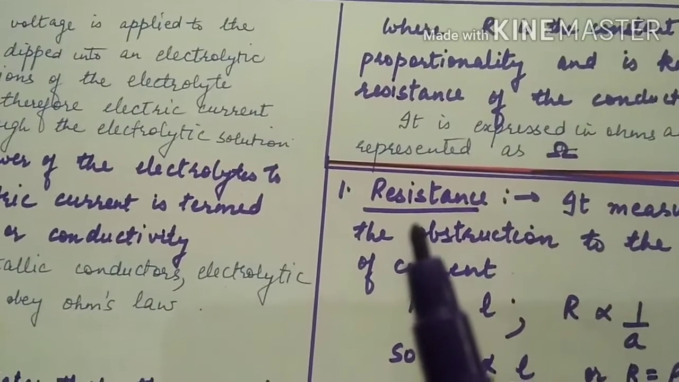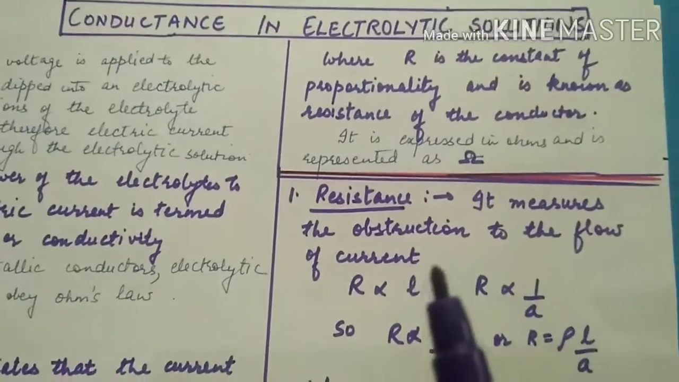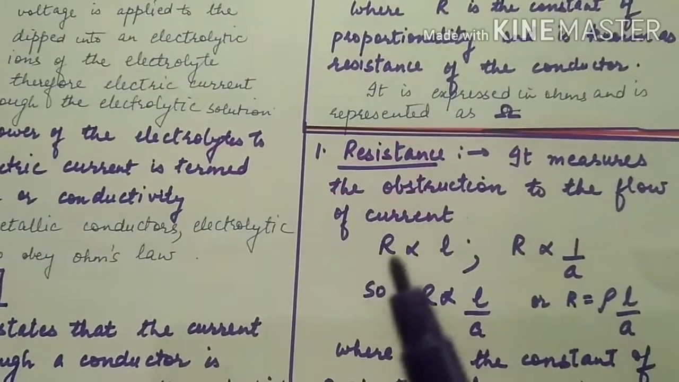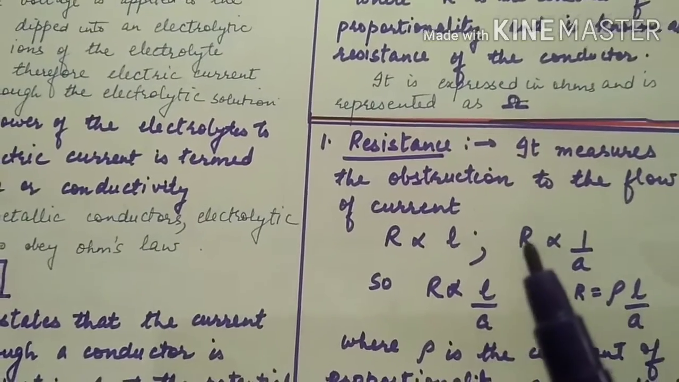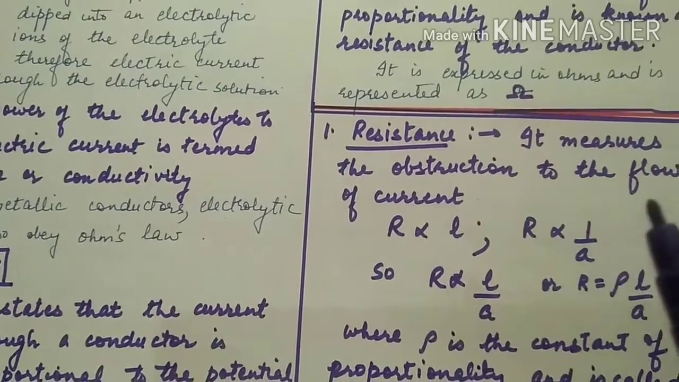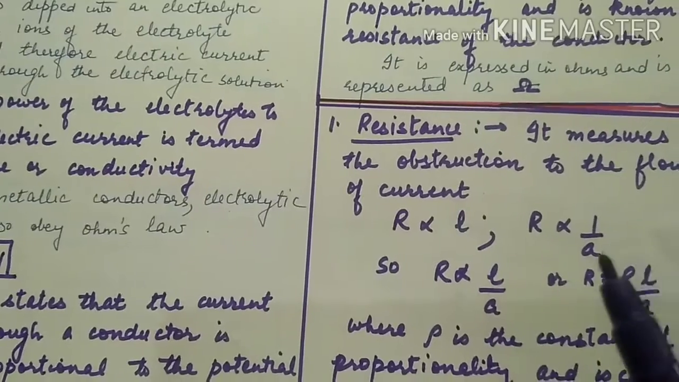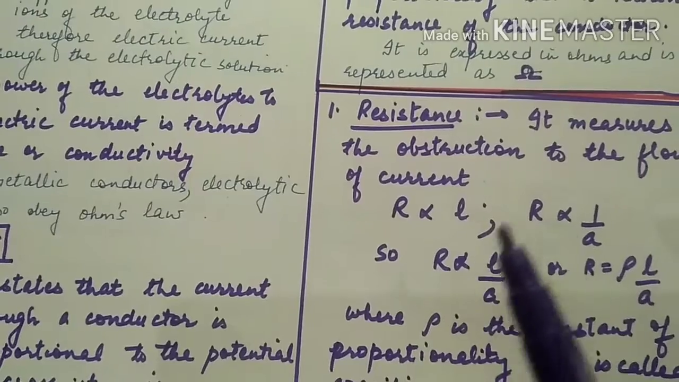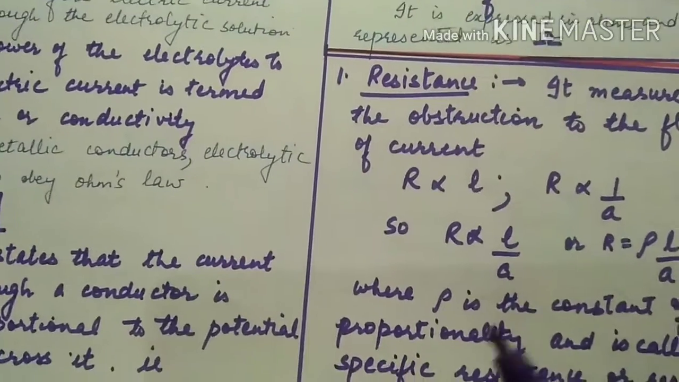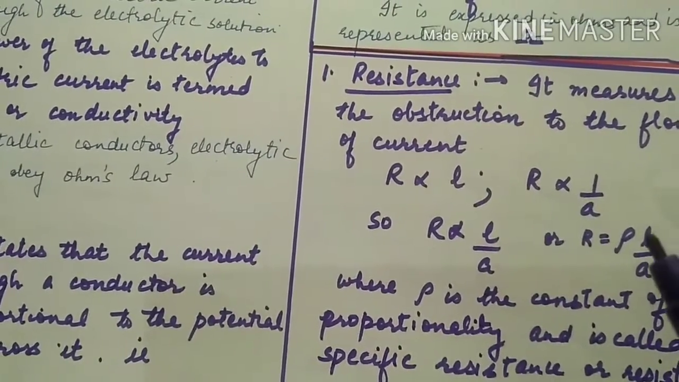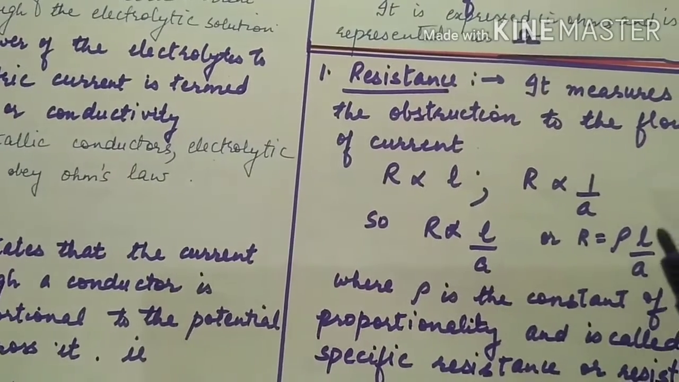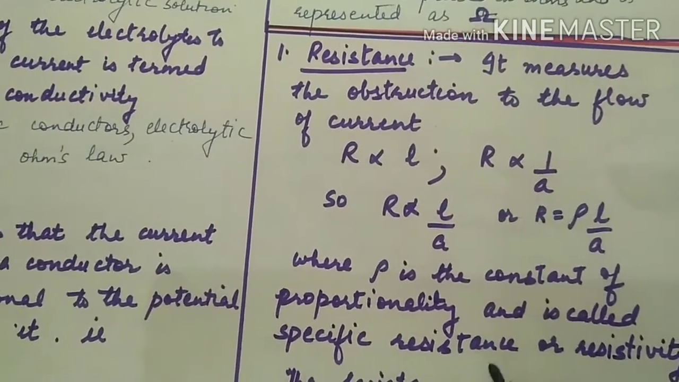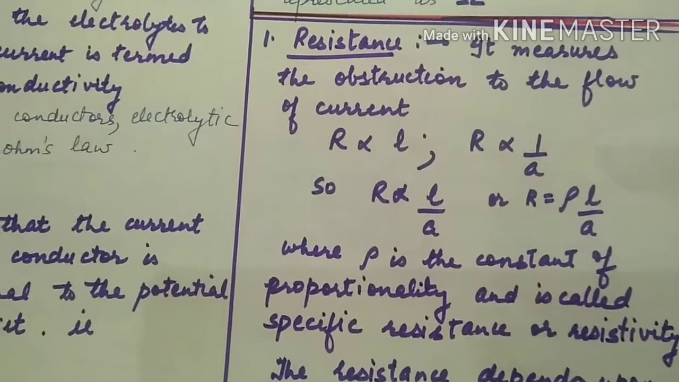Now resistance. Resistance measures the obstruction to the flow of current, and resistance is found to be proportional to L, the length of the conductor, and it is also inversely proportional to the area of cross section of the conductor. If we combine both of these, we get R is proportional to L upon A. To remove the sign of proportionality, we get R is equal to rho into L upon A, where rho is the constant of proportionality and is called specific resistance or resistivity.